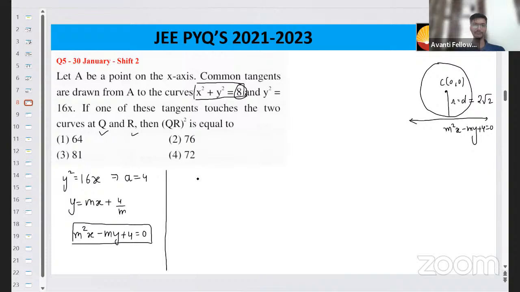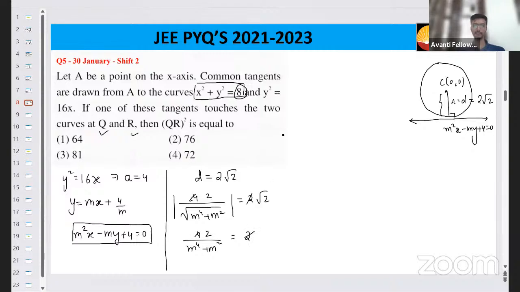So basically the condition for tangency is that the distance should be equal to 2 root 2. How to find this distance d? We can use the perpendicular distance formula. So that means mod of 4 upon under root of m raised to 4 plus m square is equal to 2 root 2. So we can cancel out, 2 ones are 2, 2 twos are 4, and we can square on both the sides. Right? So we'll get 4 upon m raised to 4 plus m square is equal to 2.